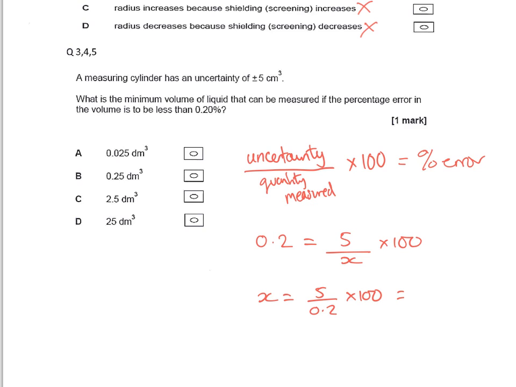That gives me an answer of 2,500, which initially doesn't seem to match any of these until you think about the units. This is in centimetres cubed, and our answers are in decimetres cubed. So to convert centimetres cubed to decimetres cubed, divide by 1,000, and that gives us an answer of 2.5 decimetres cubed, which is C.